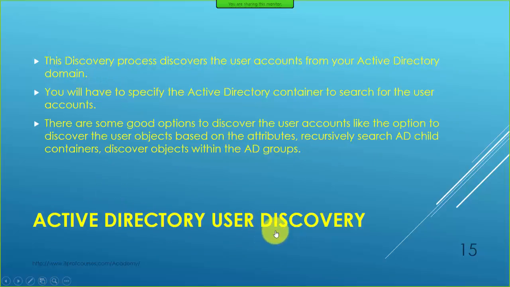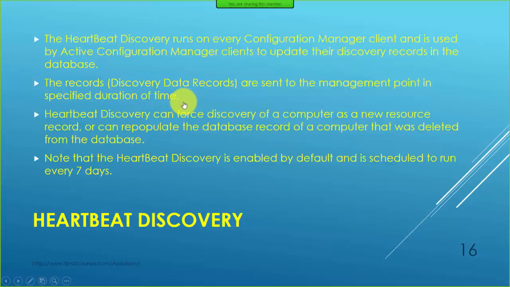So Active Directory user discovery, of course, this is very obvious, it discovers users. So you will have to specify the Active Directory container, maybe organizational unit for Toronto, organizational unit for New York, or for London. You have to specify that, hey, discover just throughout the Active Directory all the users. It's up to you. Or security groups, specific security groups. Then there is heartbeat discovery.